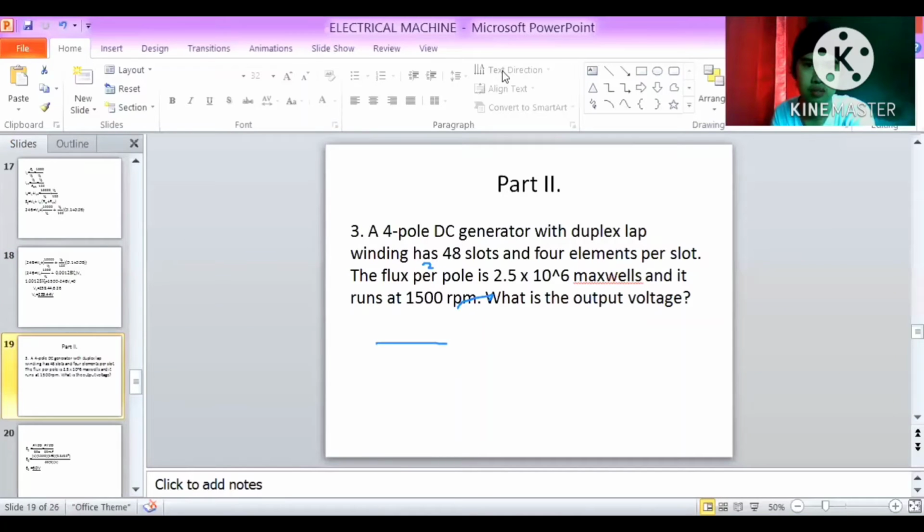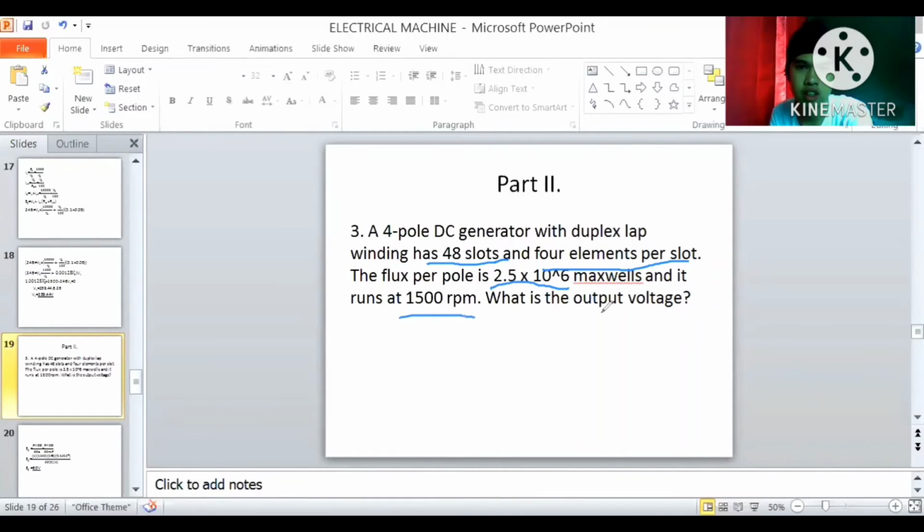In series. A 4-pole DC generator with duplex slot winding has 48 slots and 4 elements per slot. The flux per pole is 2.5 times 10 raised to 6 Maxwell, and it runs at 1,400 RPM. What is the output voltage?